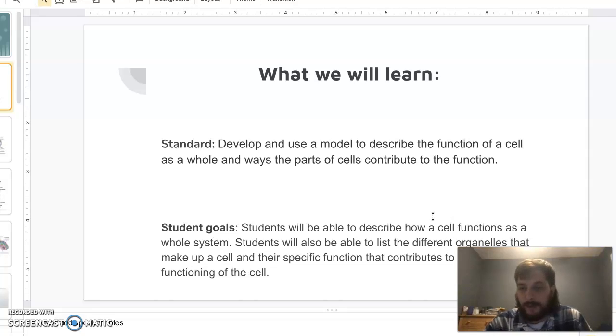So later on during the week, we're actually going to have you guys make your own model, but don't freak out now. We're going to learn what you guys are going to put in that model, so it'll become a lot easier. So my student goals for you guys are going to be able to describe how a cell functions as a whole system, and you're going to be able to list the different organelles that make up a cell and list their specific function and how it contributes to the overall functioning of a cell.